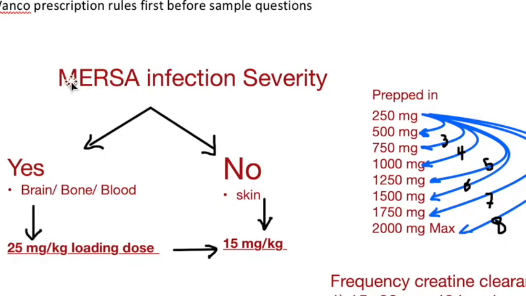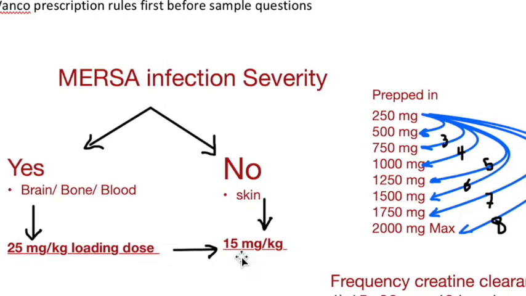But if you know that you're dealing with MRSA, you need to know how severe the case is. Is it severe or is it not severe? Because if it's severe, you're going to give a loading dose of 25 milligrams per kilogram first. Then you're going to add 15 milligrams per kilogram for ongoing. That's if it is severe. Now, if it's not a severe MRSA infection, you will omit that. Obviously, you're just going to start off with 15 milligrams per kilogram.